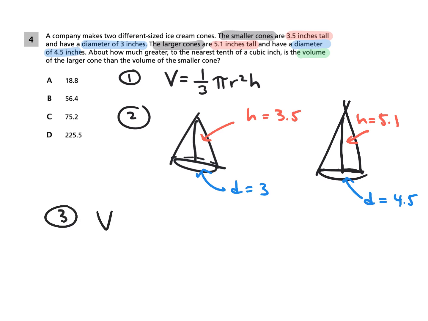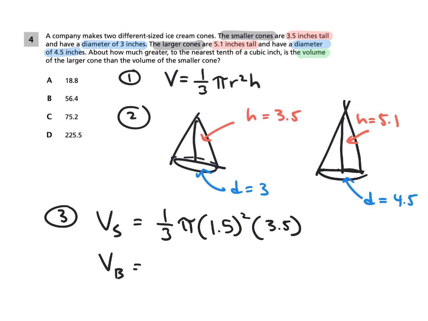So let's start with the volume of the small cone. It's 1/3 pi. r in this case is going to be 3 divided by 2, or 1.5. We square that, and then h is going to be 3.5. I just took it from my drawing. Volume of the bigger cone is going to be 1/3 pi, and then 4.5 divided by 2 is 2.25. We square that, and we multiply by 5.1.